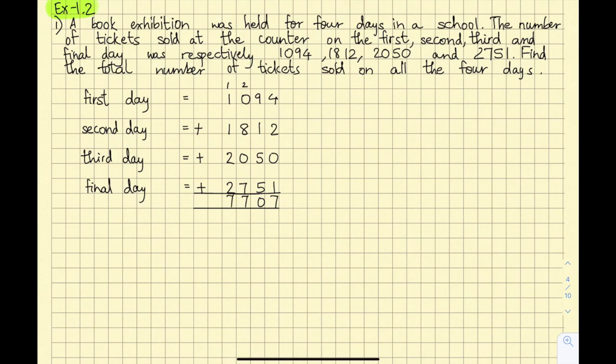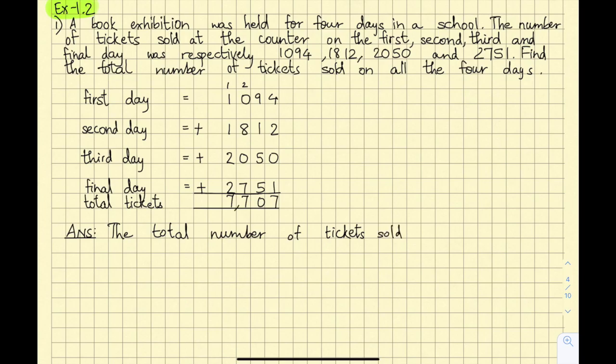So here they have asked about the total number of tickets sold on 4 days. So we write total tickets. And then we write a final answer statement just as whatever is given in the question. After find, they are asking about the total number of tickets sold on all the 4 days is 7,707. We also put comma, ones, tens, hundreds, comma and thousand tickets.